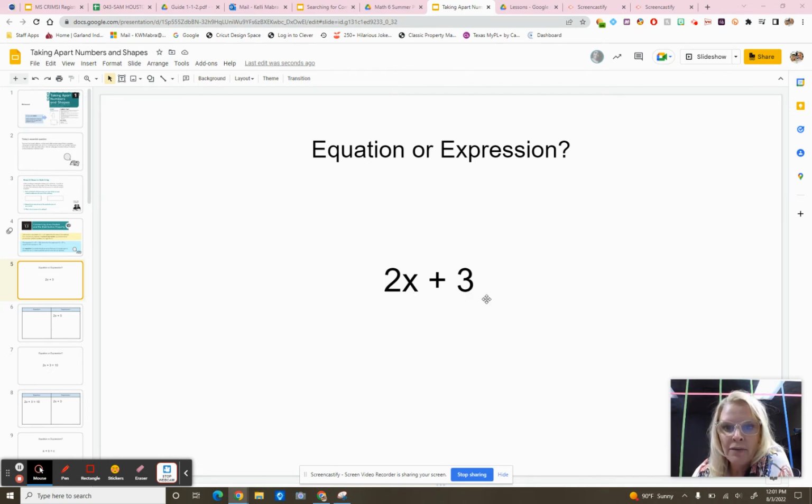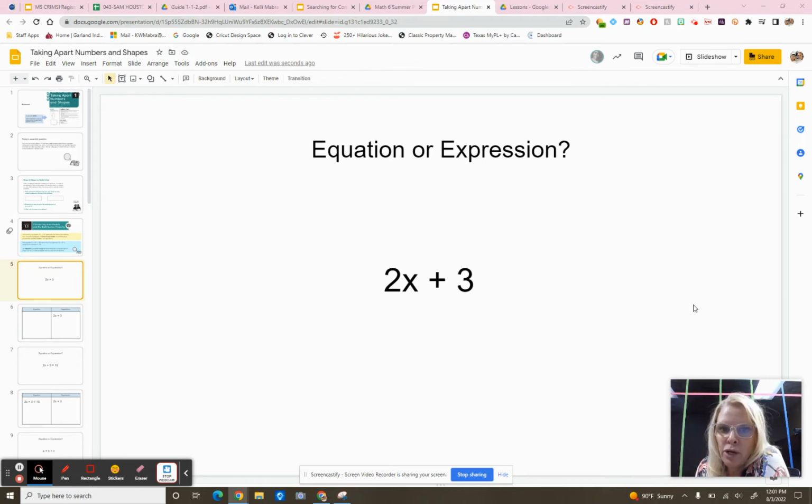Well, we do have the x right here, which is called a variable. And a variable in math is an unknown. So when you have a number next to a letter like that, right next to each other, it means that you're going to multiply. So this really means 2 times the value of x plus 3.